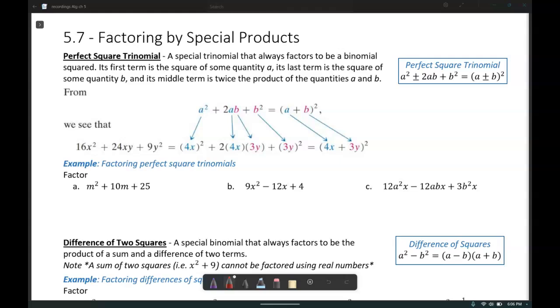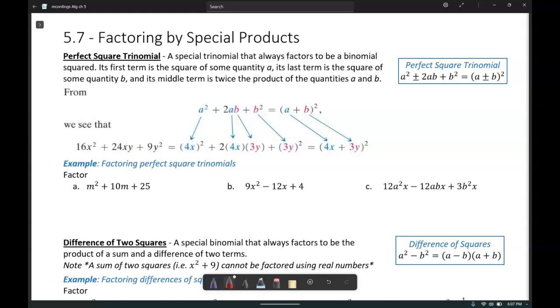Now, the perfect square trinomial is the result of squaring a binomial. So when we go in reverse, a perfect square trinomial always factors to be a binomial squared. Now it's going to follow a very similar pattern. We've seen this pattern in reverse, and so now we're just going to look at it from a different angle. Now what we want to be able to do is identify what constitutes a perfect square trinomial.